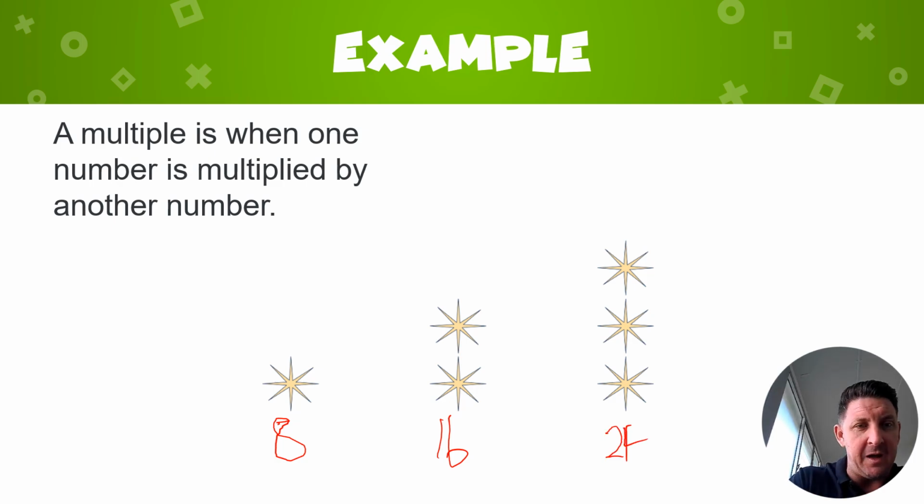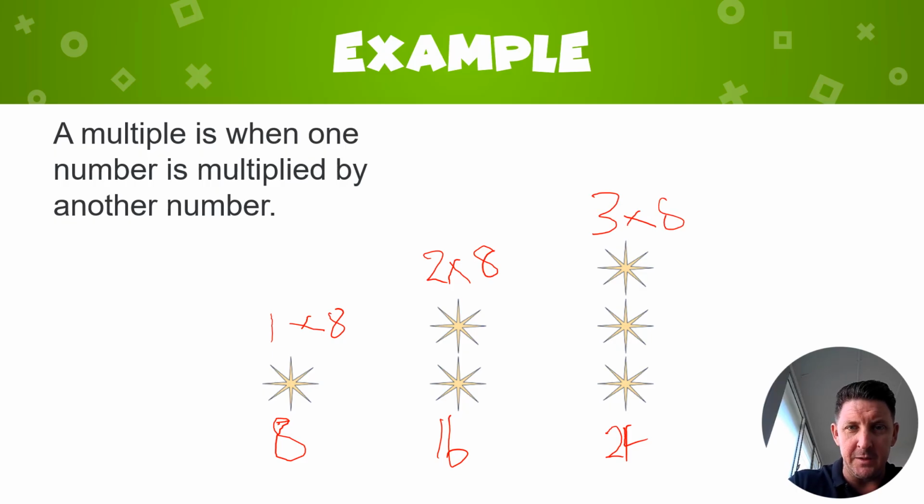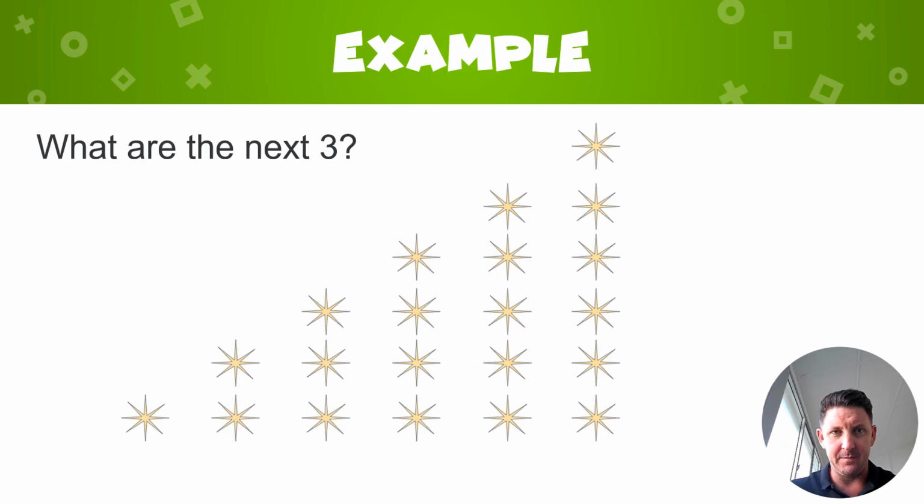Now you'll notice that there is 1 star with 8 points. 1 times 8 is 8. I've now got 2 stars with 8 points. 2 times 8 is 16. I have 3 stars with 8 points. 3 times 8 is 24. You can see that I now have the first 3 multiples of 8: 8, 16, and 24. Let's go on now and see if we can get the next 3.